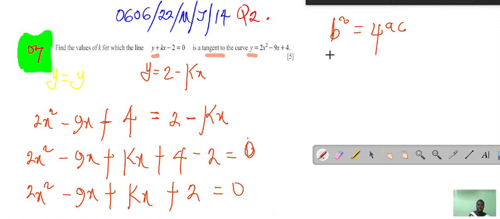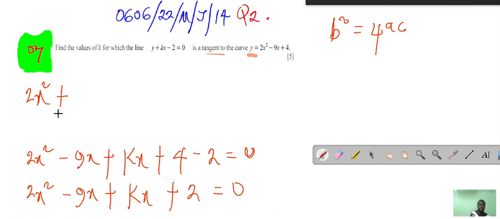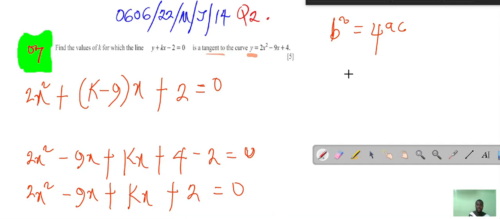As we have rightly said, b is k minus 9. Let me quickly show that. From here, we know this is 2x squared plus k minus 9 times x. If you expand that, it gives kx minus 9x plus 2 equals 0. Now you can easily identify your a, b, and c. So b is k minus 9. I have k minus 9 all squared equals 4, a is 2, then c is also 2.